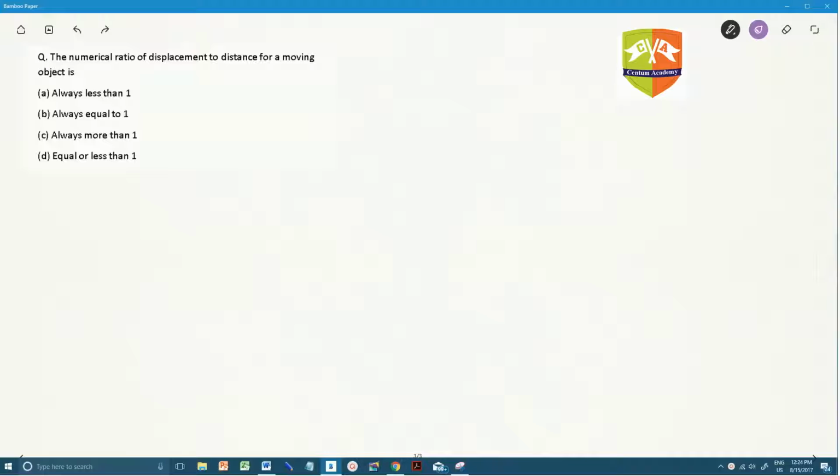Hi, in this question we have to find out the numerical ratio of displacement to distance for a moving object. Now let's first define the two terms, distance and displacement, and then we'll look at the options.